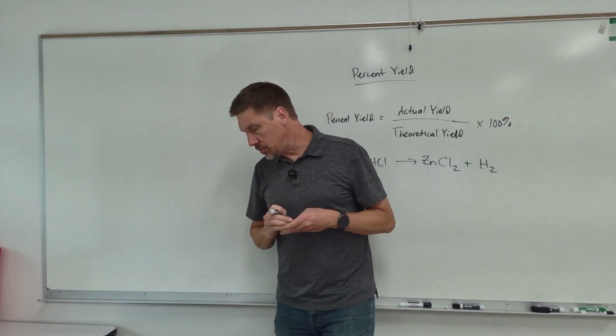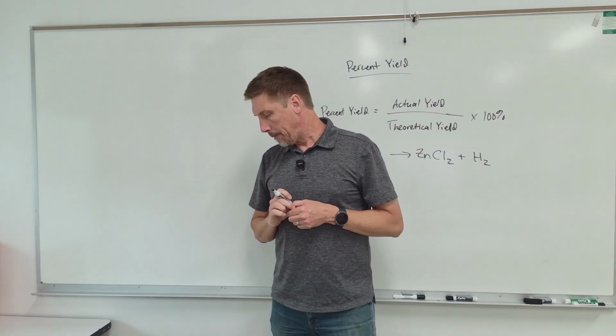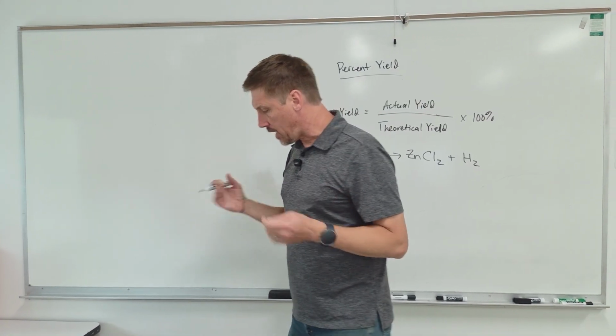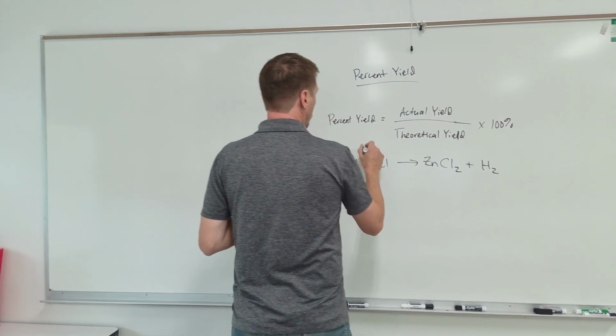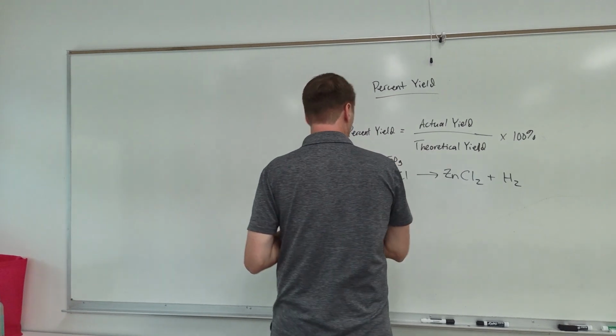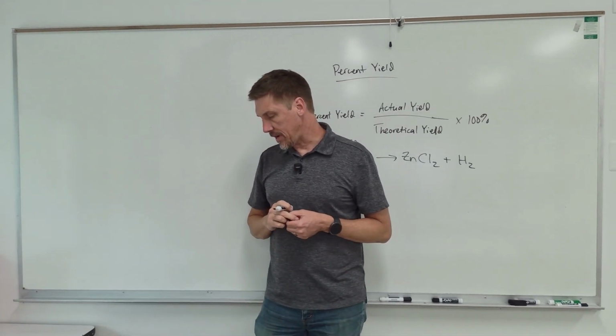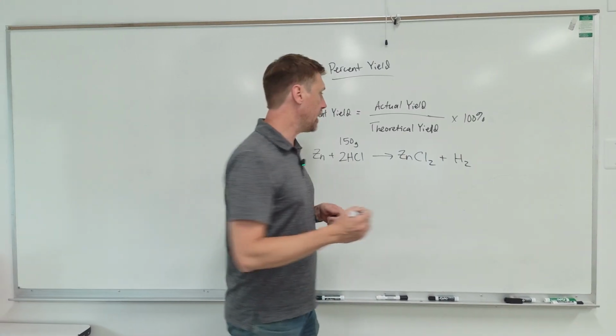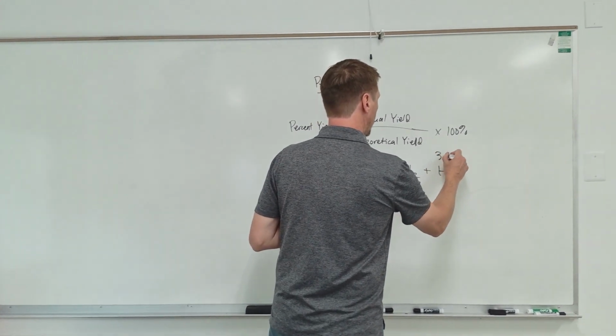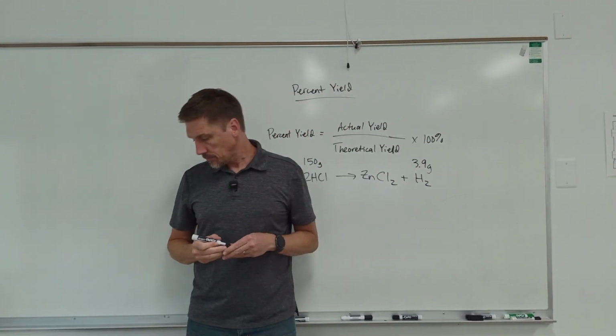And it says the chemist uses an excess of zinc. So we've got plenty of zinc and 150 grams of HCl. So 150 grams of this, right? And when she collects the hydrogen gas, she finds that she made 3.9 grams of it. So 3.9 grams of this stuff, right?